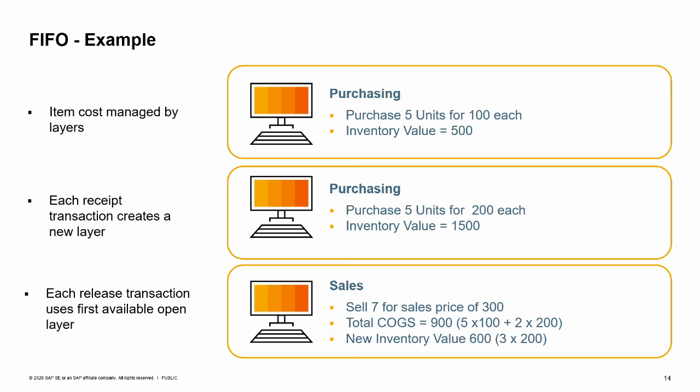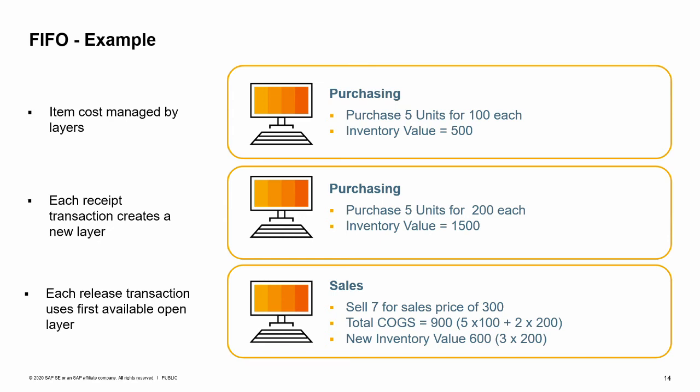The rule in FIFO is that the first, oldest, layer is used first. So the first 5 issued from stock are from the first layer, and have a cost of 100 each. And the next 2 are from the second layer with a cost of 200 each. The total cost of goods sold is calculated as 5 multiplied by 100, that is 500, plus 2 multiplied by 200, that is 400, for a total of 900. When subtracting the 900 total cost of goods sold from 1500, we get the new inventory value of 600.